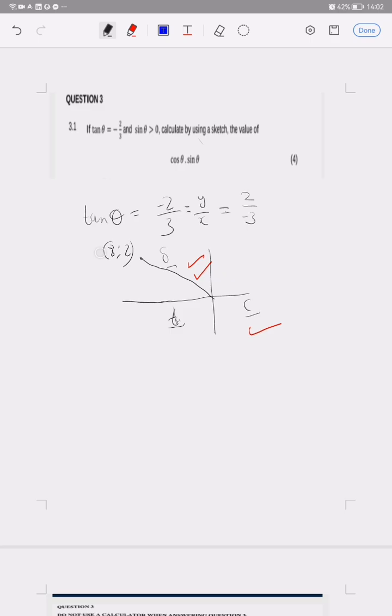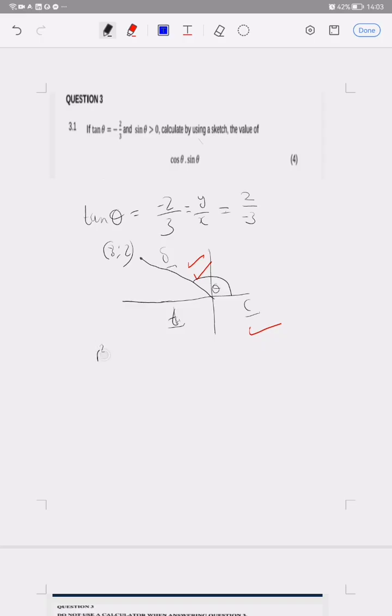So what am I left with? Remember, we are always supposed to find the value of x, the value of y, the value of r, right? So in this case, we are just left with r. I'll name this angle theta, right? So what do I do from here? What is my theta?